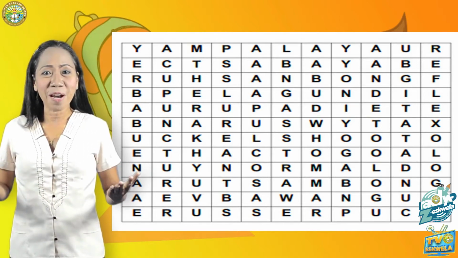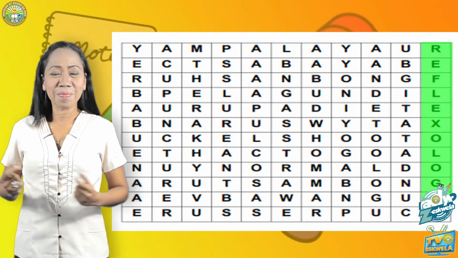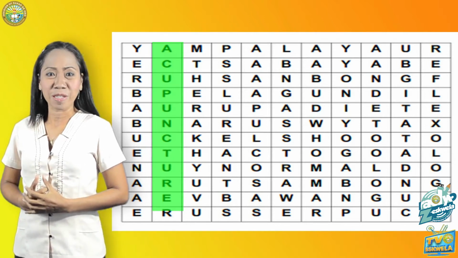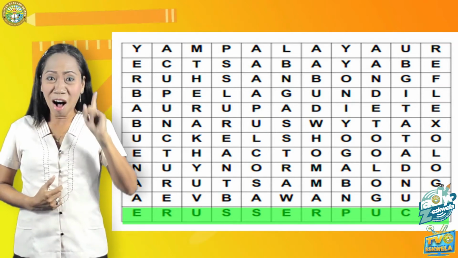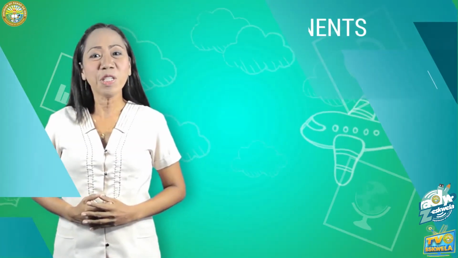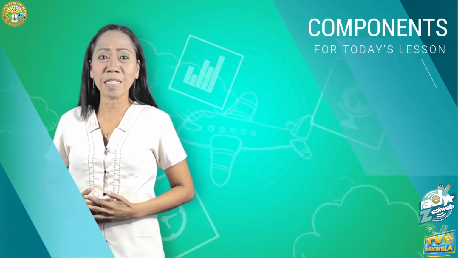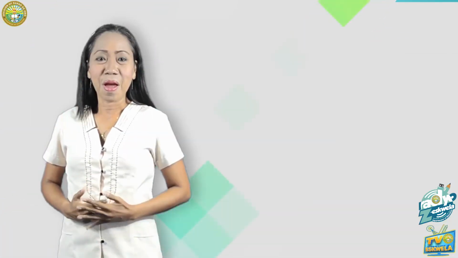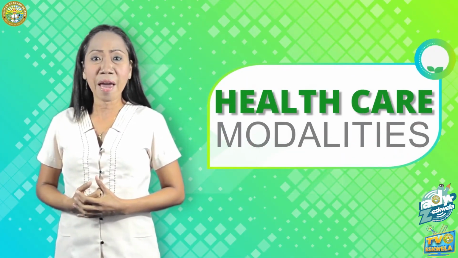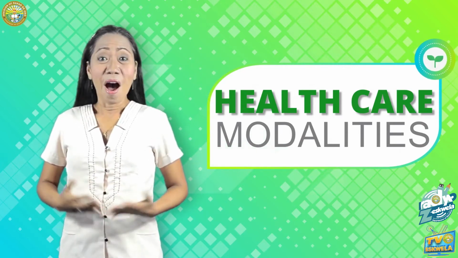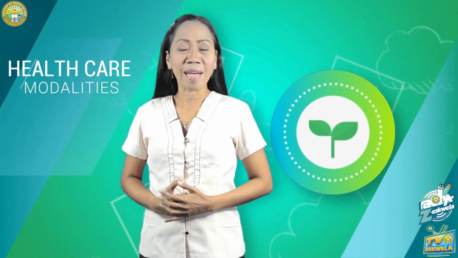Now let us find out about the treatments. Did you find the word reflexology in the puzzle? How about acupuncture? Acupressure? You all got it right. The words you have found are the components of our lesson for today. These plants and treatments are part of what we call healthcare modalities. Our question now is, what kind of healthcare modality do these plants and treatments belong? Are you now ready to learn? Let's figure it out.